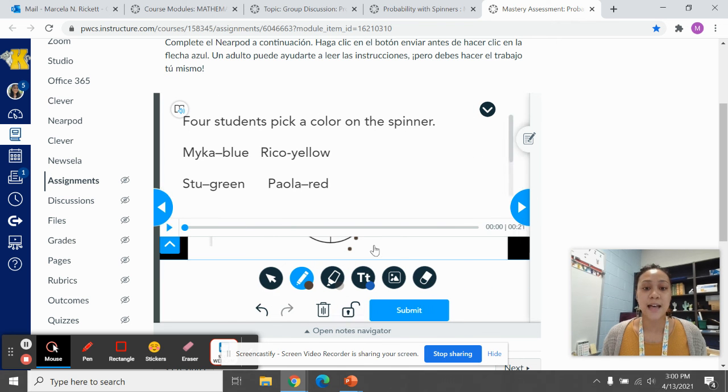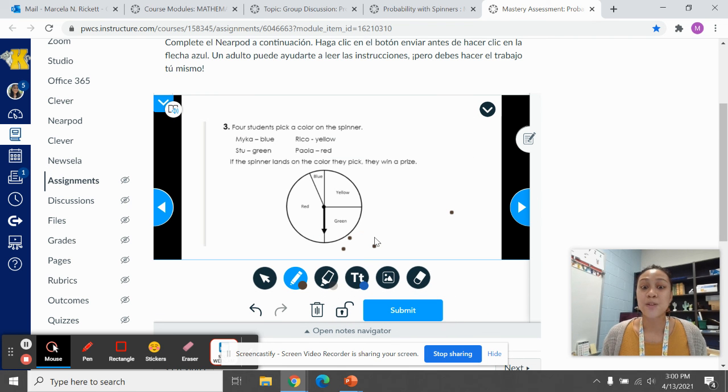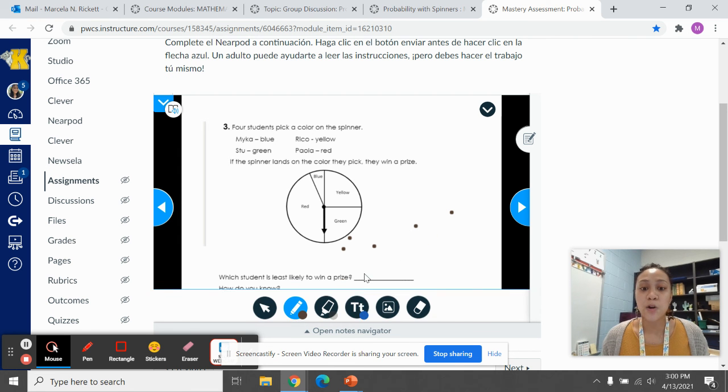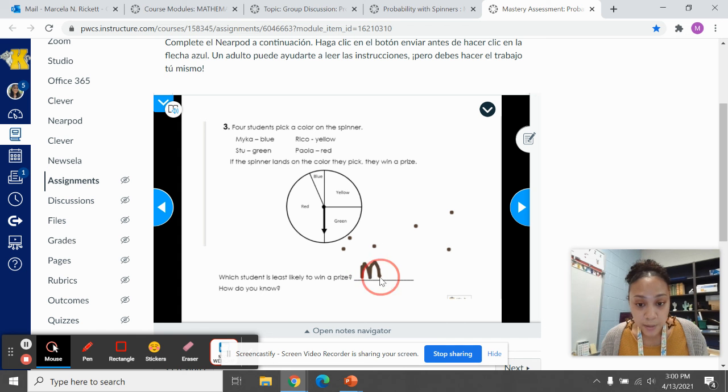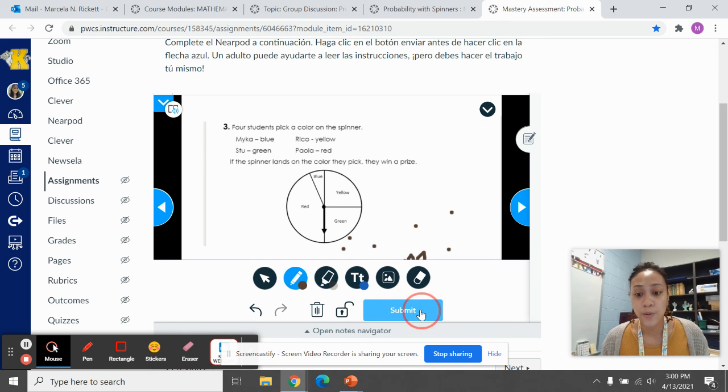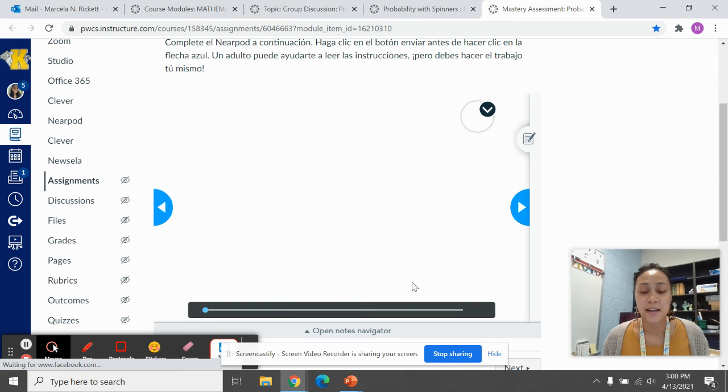Same thing for the next slide. Except who is least likely going to win? Who's least likely going to win? If it lands on white and white is next to Miss Maroney's name, Miss Maroney is going to be written on the blank here. Miss Maroney. Okay, so make sure you're pressing down neatly and you're hitting submit. Okay, you want to hit submit on every slide.